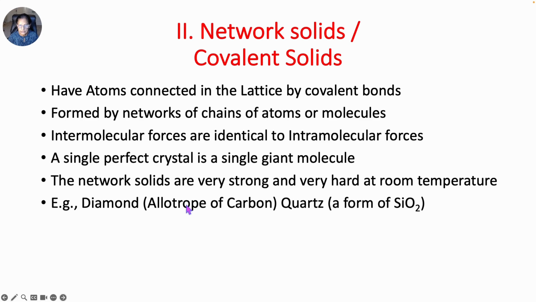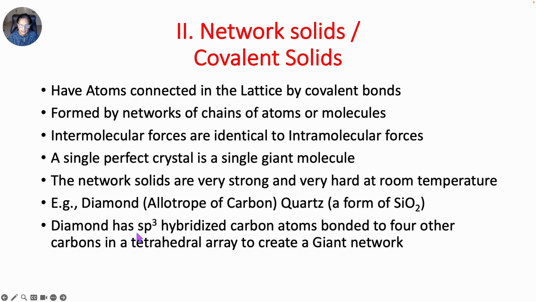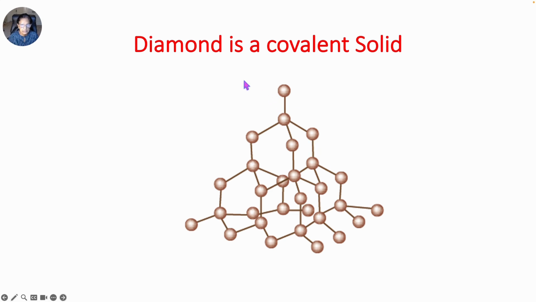Example, diamond. It's an allotrope of carbon. Quartz is a form of silicon dioxide, silica. Diamond has sp3 hybridized carbon atoms bonded to 4 other carbons in a tetrahedral array, to create a giant network. Let's see the structure of diamond. Diamond is a covalent solid. Here you find carbon bound to 4 other carbon atoms in a tetrahedral fashion, and these tetrahedrons are also joined by another covalent bond. So intermolecular forces and intramolecular forces are also covalent. That's why diamond is very hard and strong.